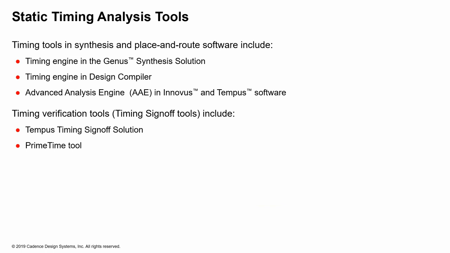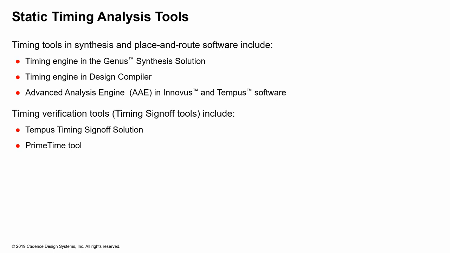The timing engines that are built into synthesis and place and route software provide a very fast way of selecting cells so that the synthesis and place and route software can optimize the paths for better timing. They all have this function of providing the timing information to these tools.